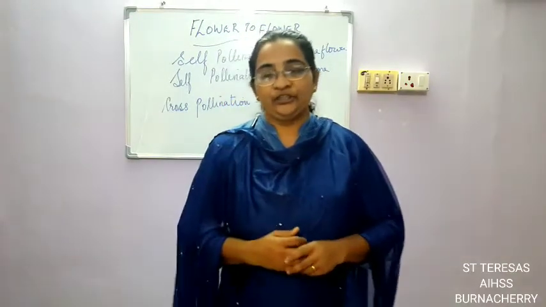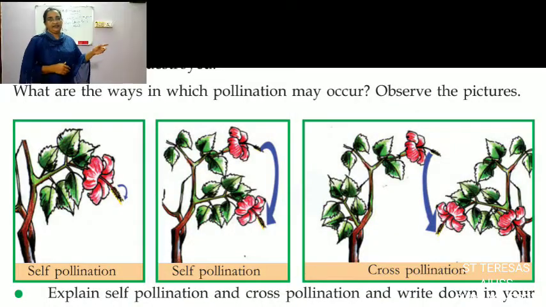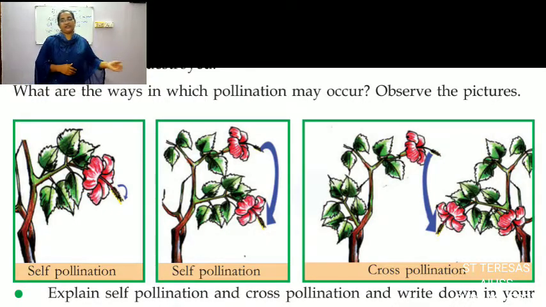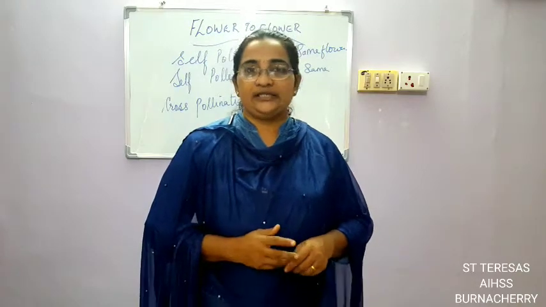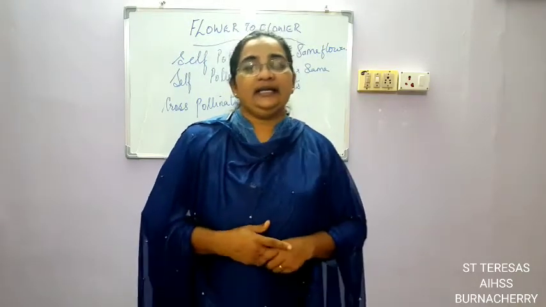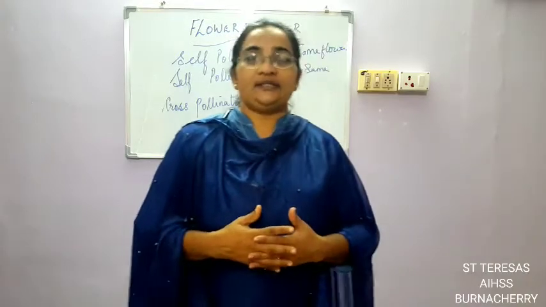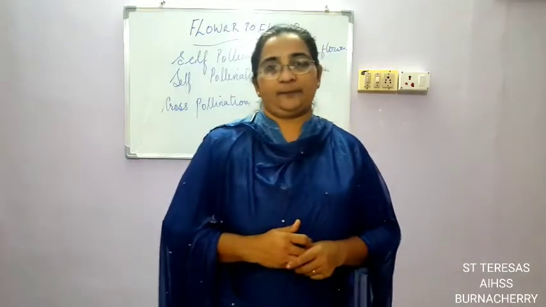Now, in your textbook, you have this picture given here. Please draw this picture in your notebook and write down the first type of self-pollination. For the second picture, please draw it and write the second type of self-pollination. For the third picture, write what is cross-pollination, and write in which plants it happens also. Is it clear?